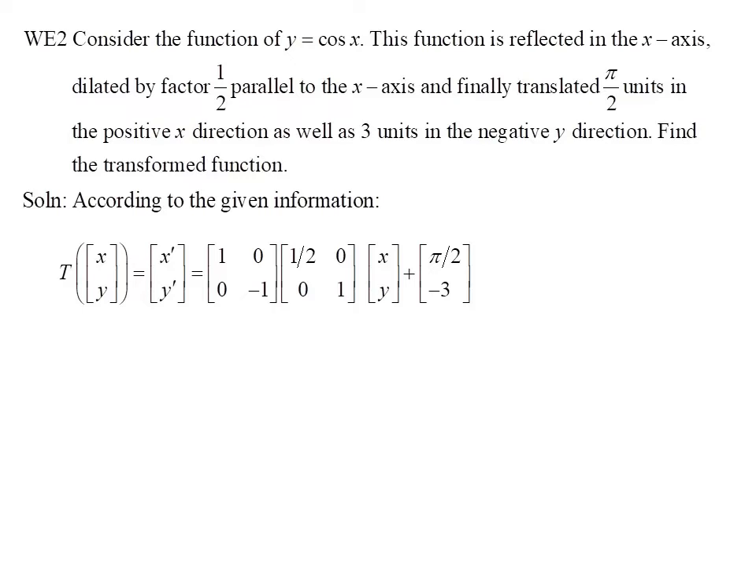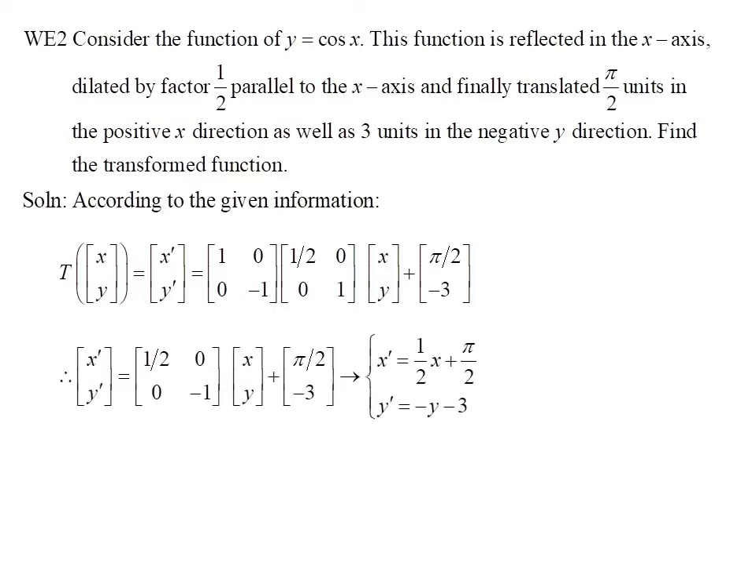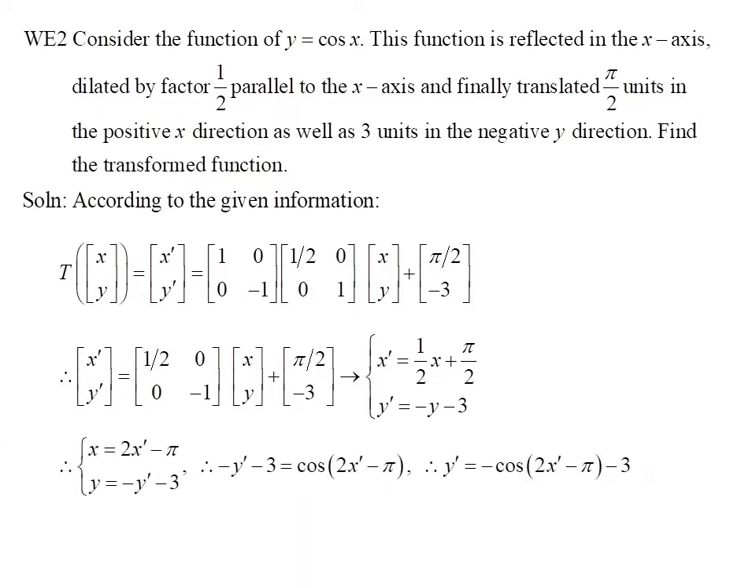Then we add the translation matrix of pi over 2 units in the positive x direction and 3 units in the negative y direction. After expanding and simplifying the matrix equation, we have 2 simultaneous equations established: x prime equals half x plus pi over 2, and y prime equals negative y minus 3. Based on the relation between x and y, we can establish the relation between x prime and y prime. Finally, we have the transformed function of y equals cosine 2x minus 3.